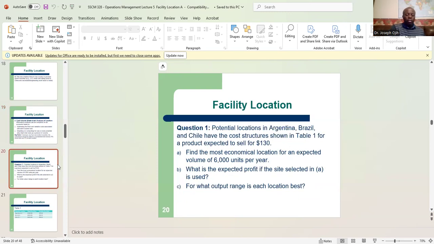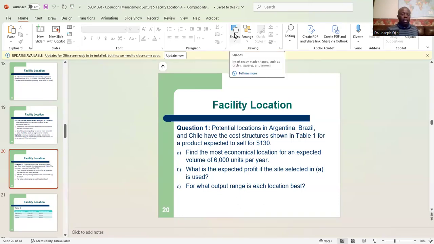So let us try this. It says potential locations in Argentina, Brazil, and Chile have the cost structure shown in Table 1 for a product that's sold for $130. A: Find the most economical location for an expected volume of 6,000 units per year. B: What is the expected profit if the site selected in A is used? C: For what output range is each location best?